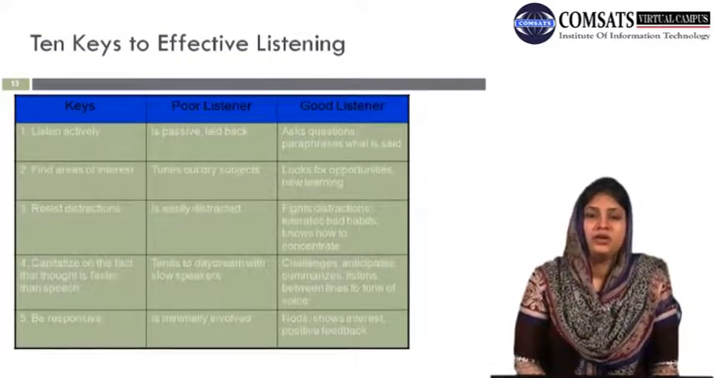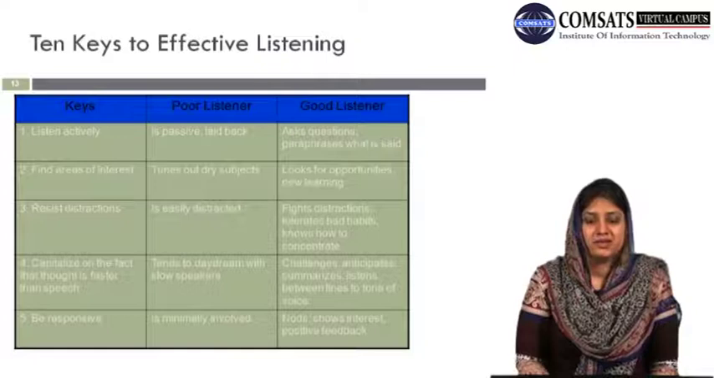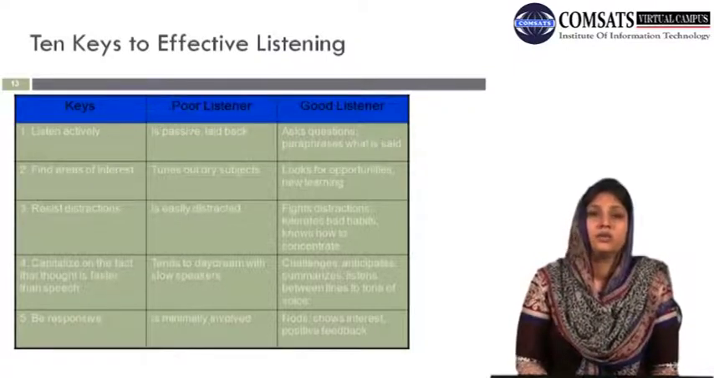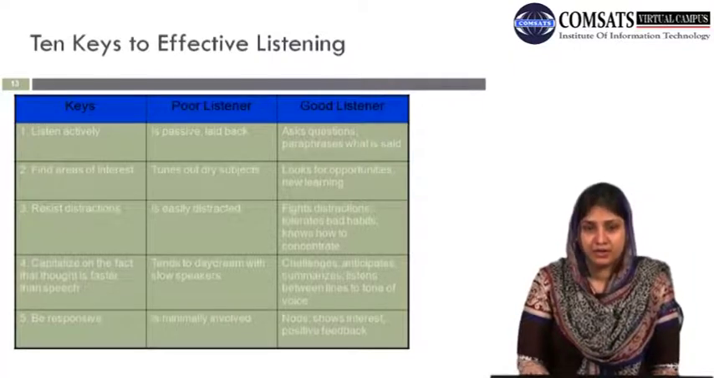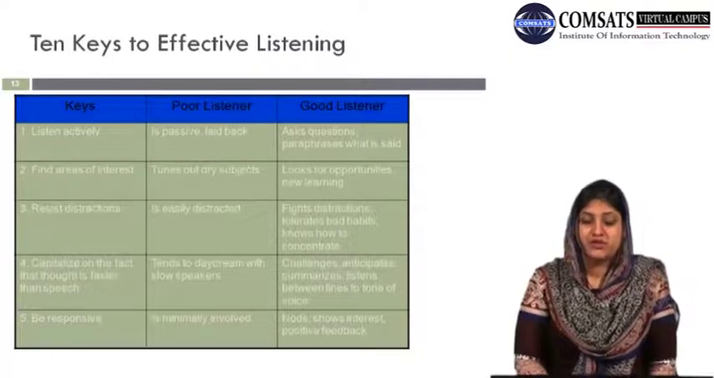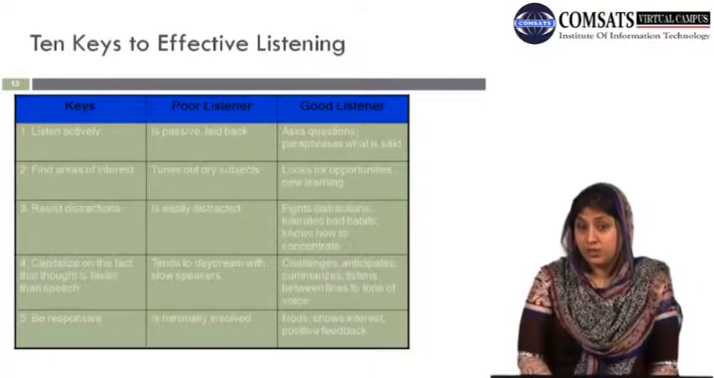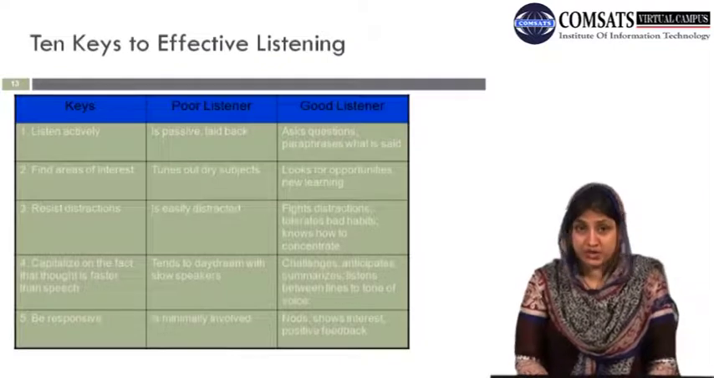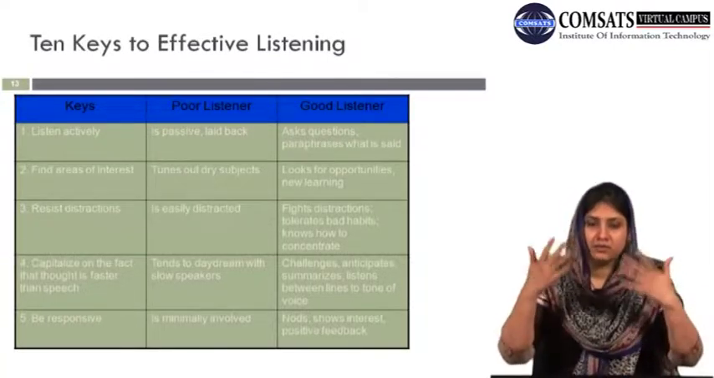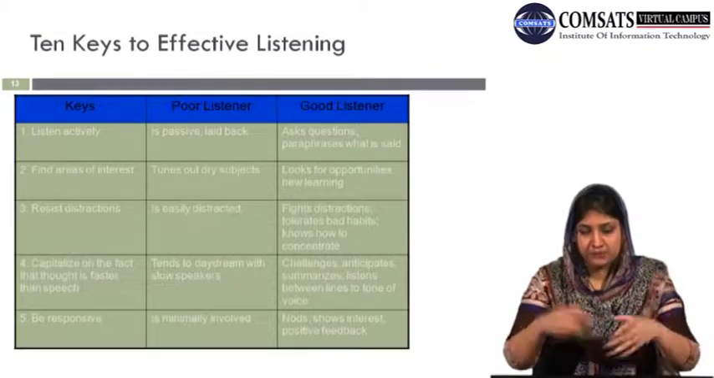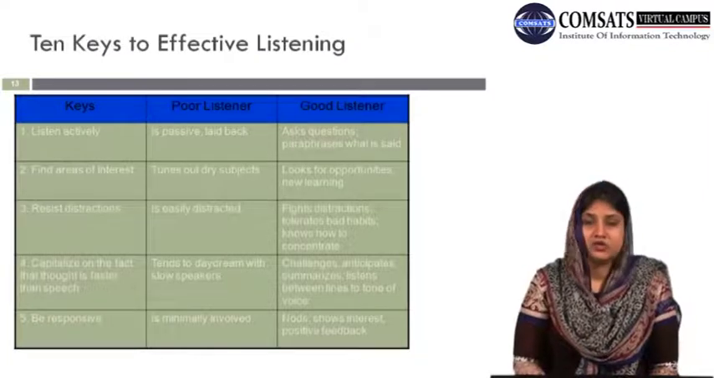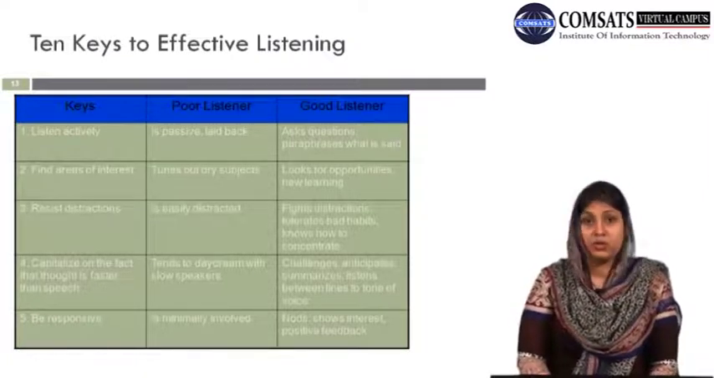So what happens is that poor listeners, when the speaker is a slow-paced speaker, tend to go into daydream and start thinking about things which they should not be thinking at that time. However, an active listener challenges, anticipates what the speaker is going to say next, which direction he or she is going to take next, keeps on summarizing and thinking about the ideas that he or she just listened to, listens between the lines to the tone and the voice, and tries to analyze what is being said or going to be said.